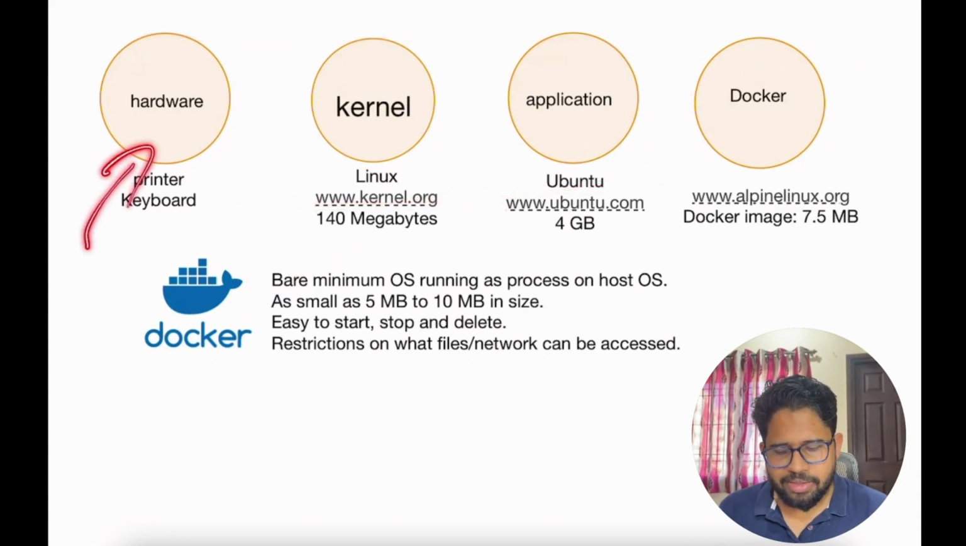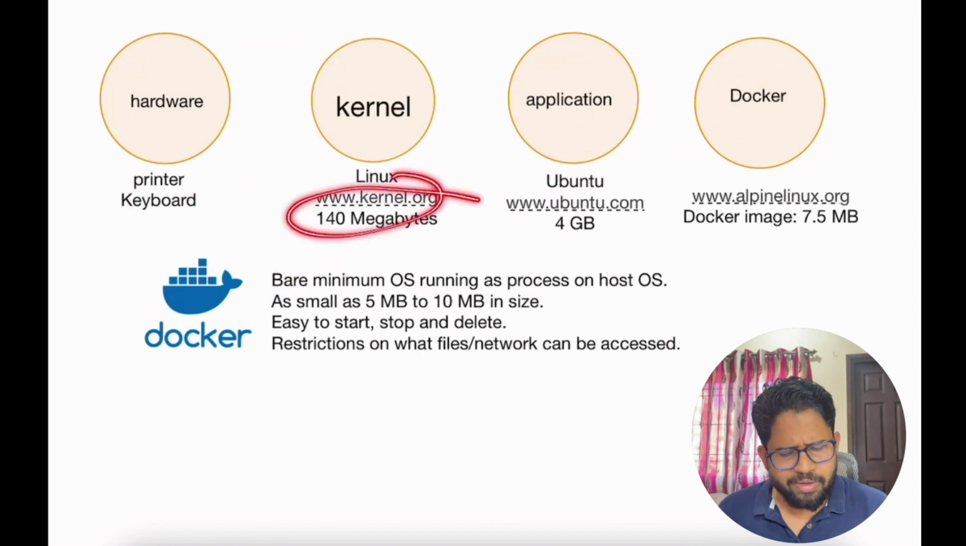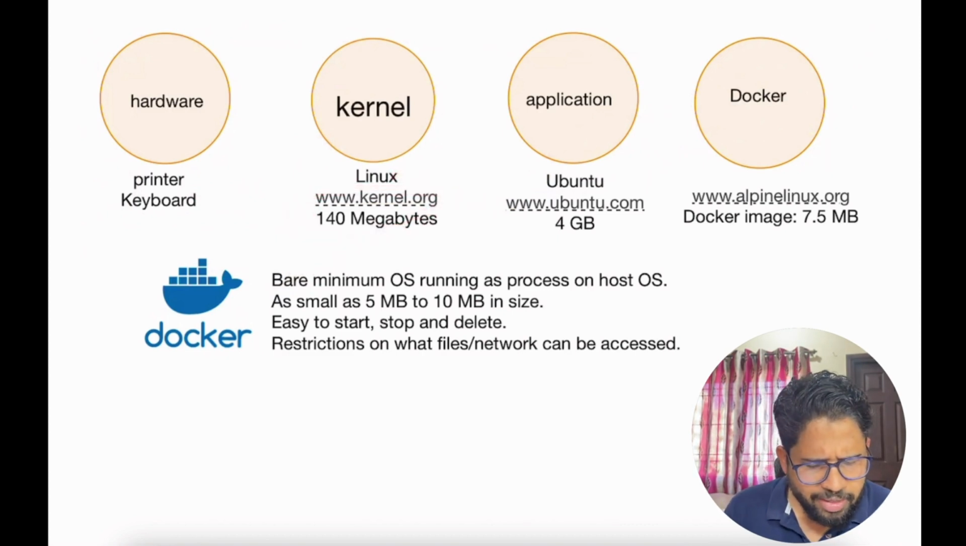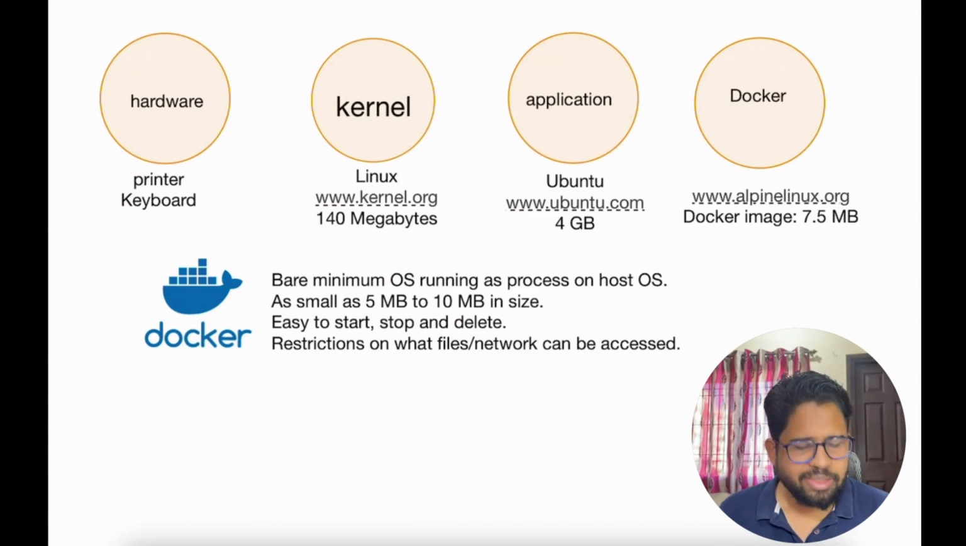You have hardware and there is a kernel. For example, there is a Linux kernel, www.kernel.org. It's of 140 MB or so. And then on top of it, there are a lot of operating systems. For example, Ubuntu is one of the operating systems. It's of around 4 GB, 3 point something GB. And you can run Docker on top of Linux. And here you can even run Windows images as well.